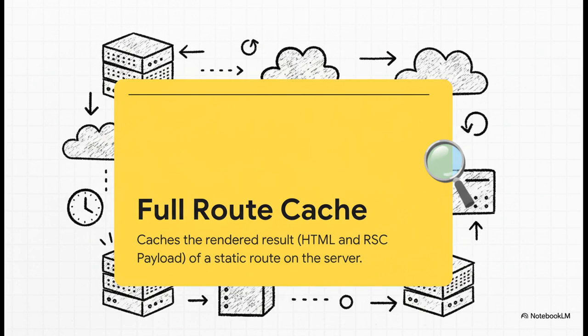All right, this brings us to the top layer of server-side caching, the full route cache. So if the data cache is our pantry, think of the full route cache as the kitchen's daily special. It's the fully prepared dish, plated and ready to go. For any static pages, Next.js renders the entire page, the HTML, the React server component payload, the whole shebang at build time, and just caches it. So when a user asks for that page, it's served instantly, no rendering required.